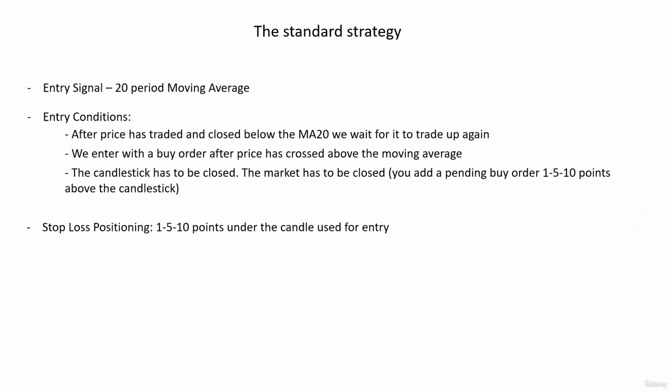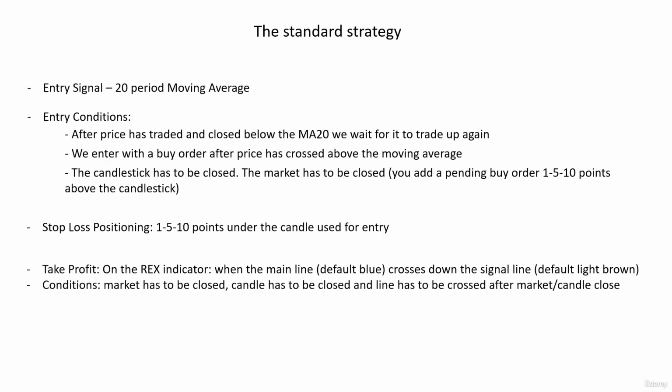Stop loss positioning will be 1, 5, 10 points under the candle used for entry. Take profit is going to be done with the REX indicator. So when the main line of the indicator, the default blue, crosses down the signal line, the default light brown color, and the conditions are: the market has to be closed, the candle has to be closed, and the line has to be crossed after the market and candle are closed. Because sometimes it can just cross and, before the market closes, cross up again. So that's not a take profit signal.